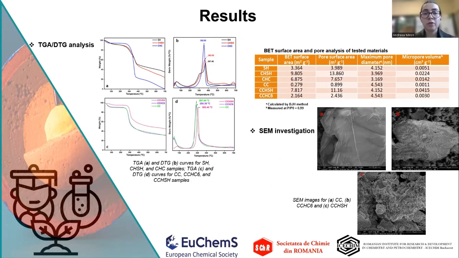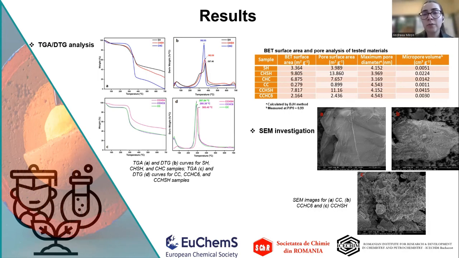TGA analysis provides information about the thermal stability. We can see here we have the higher value for the chitosan made from the shrimp shell compared with the commercial chitosan and the chitosan obtained from commercial chitin. We have a value of 305.40 Celsius degree compared with the other types of chitosan. We can see in the case of chitin, we have the higher value of the temperature in the range of the TGA analysis.